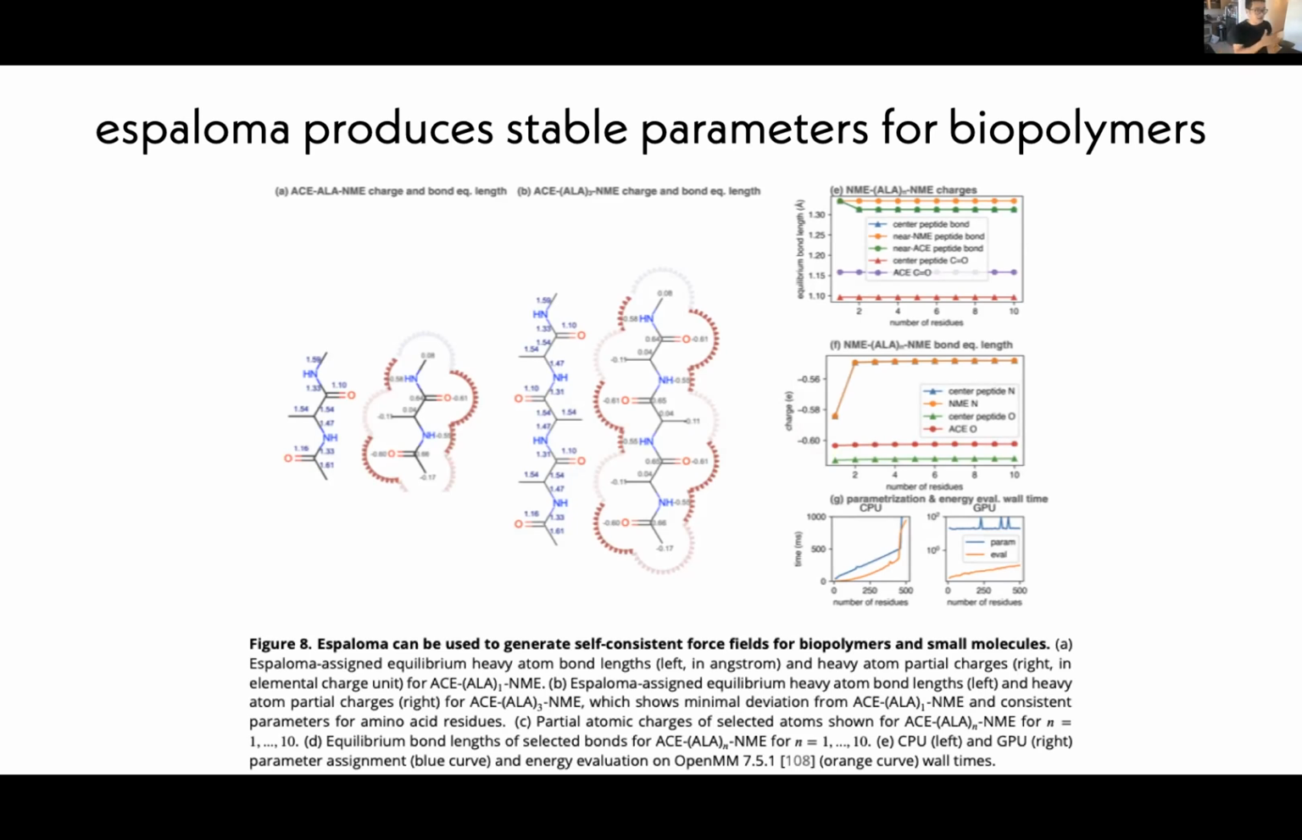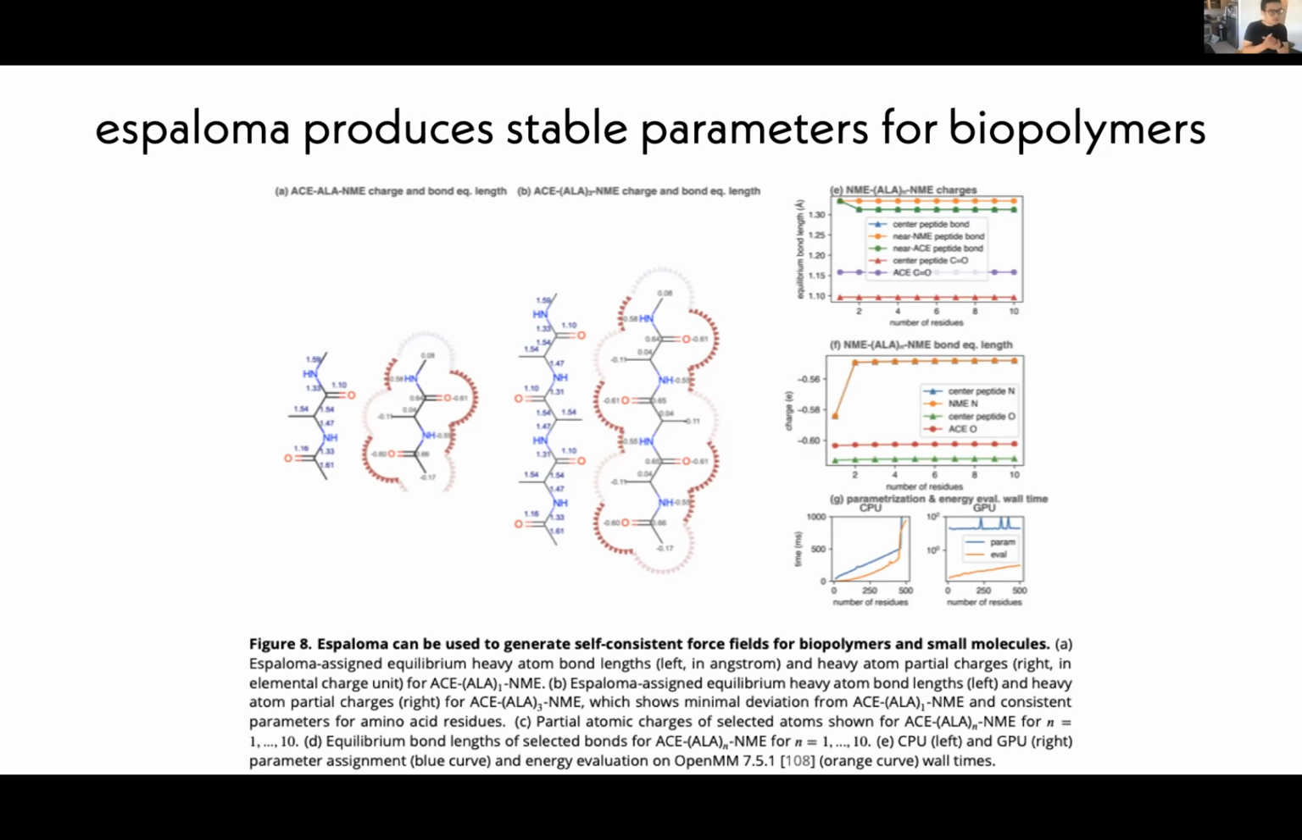So A is just ACE-Ala-NME system, and B is ACE-Ala3-NME. We also examine up to 10 alanines in subfigures E and F. It looks like the bond length and the charge assigned are all pretty much stable. They stop changing after a few atoms, which is reasonable, right? They theoretically cannot change because of Weisfeiler-Lehman equivalence.